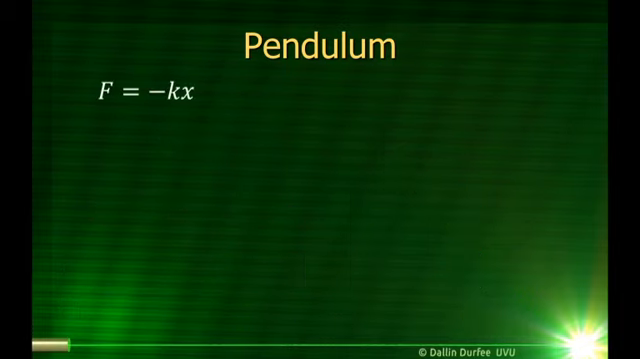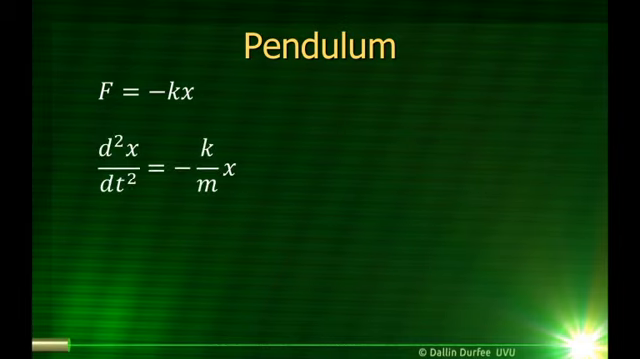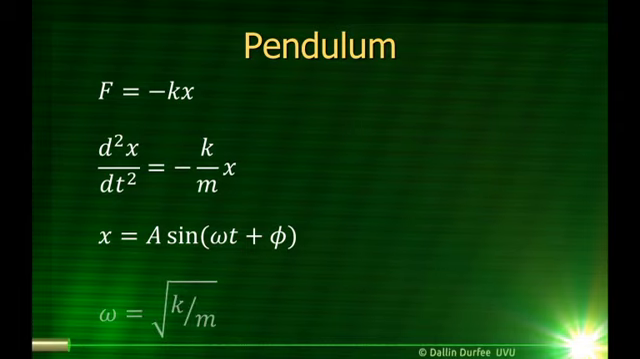For a mass on a spring, we said the force is minus kx, and we plugged that into Newton's second law, and we got this equation of motion. And we said the solution to that is x equals A sine(omega t plus phi), where A and phi are arbitrary constants, and omega was the square root of k over m.